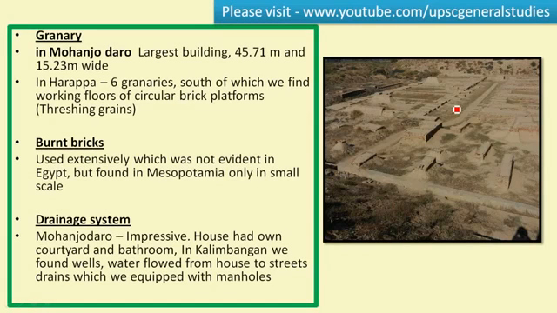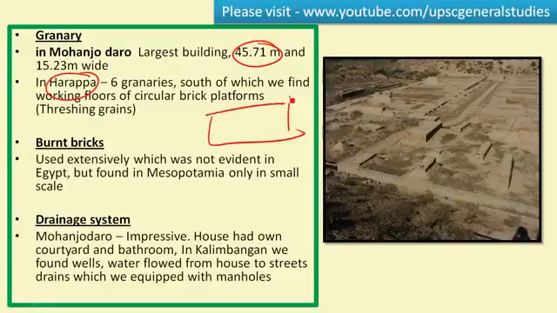And next is the granary. In Mohenjo-daro it was the largest building. Its length was 45 meters and breadth 15 meters. But in Harappa we do not find a single granary; the large granary was divided into 6 parts. We find 6 granaries in Harappa, and south of them we find a working floor of circular brick platforms for threshing of the grains. We find the processing of these grains at the Harappan site as well.